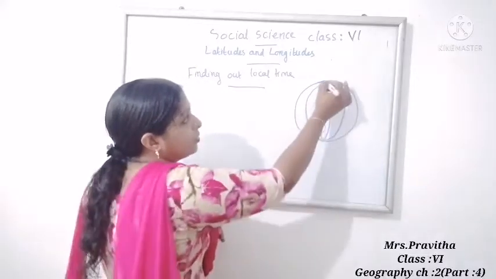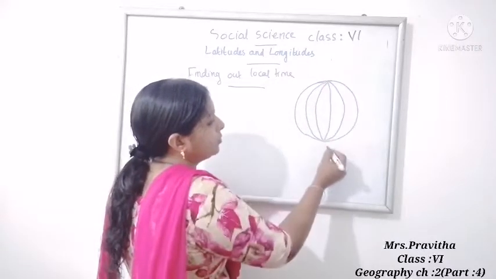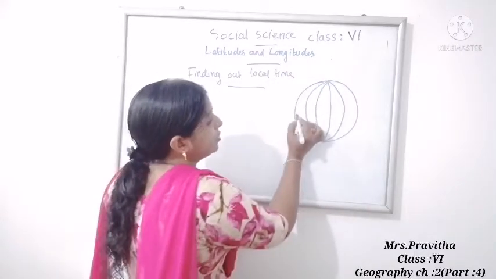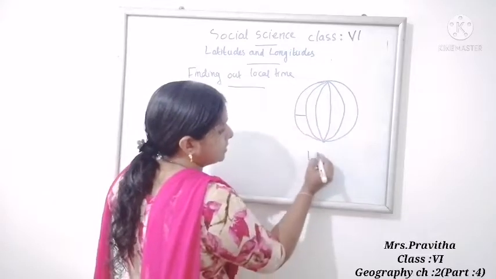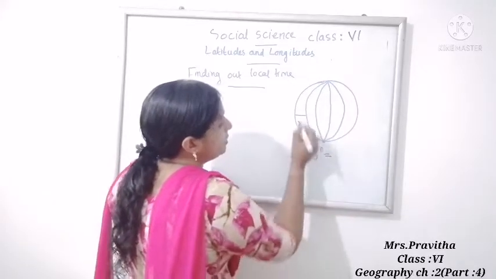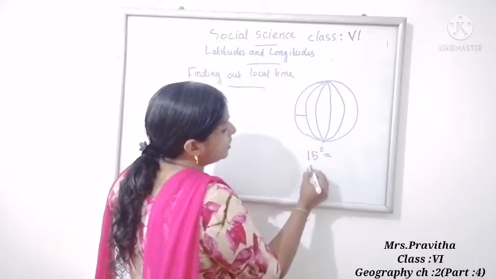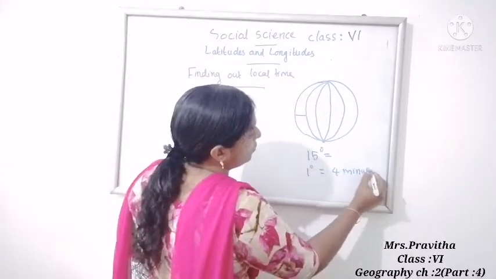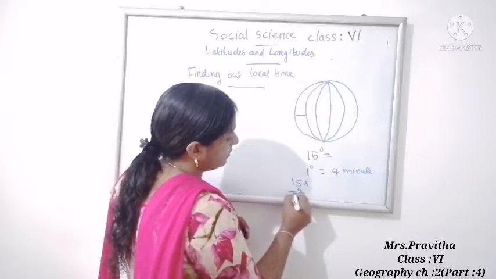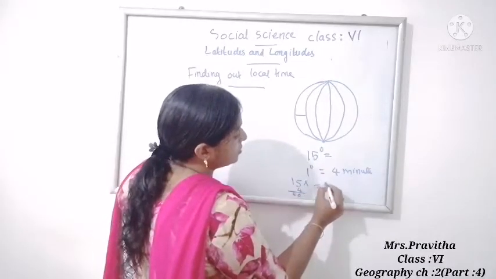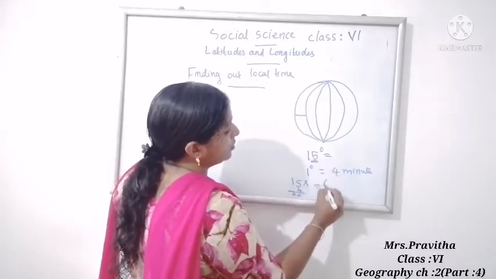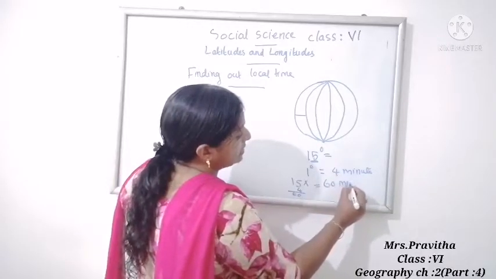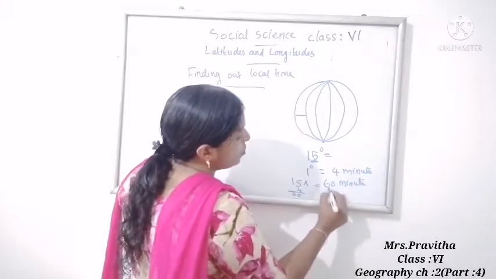Longitude connects the North Pole to the South Pole. Then I taught you each longitude distance is 15 degree. In this 15 degree, 1 degree equals 4 minutes. So 15 into 4 we will get 60 minutes. So each 15 degree equals 60 minutes, and 60 minutes you know is 1 hour.